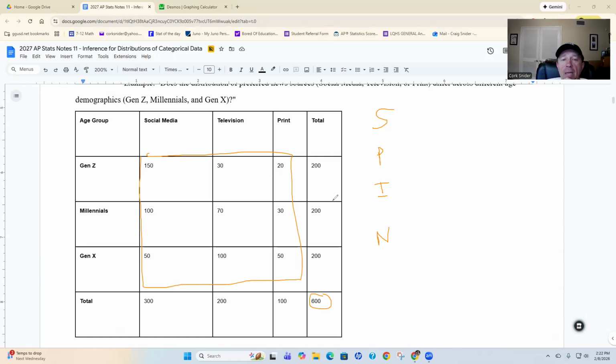Now, if 1 or 2 isn't, the technical rule is 80% of the expected cells need to be bigger than 5. Usually they all are. Once you establish the assumptions, running the test is pretty simple. So let's go ahead and run the test. This is practice. We're going to do this in subsequent days, but you can kind of see it.